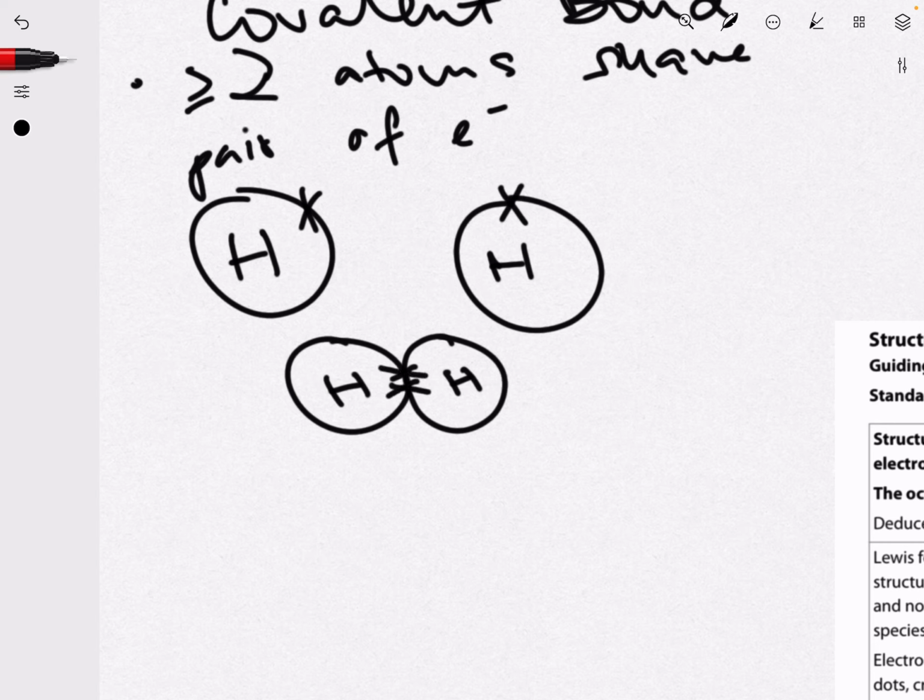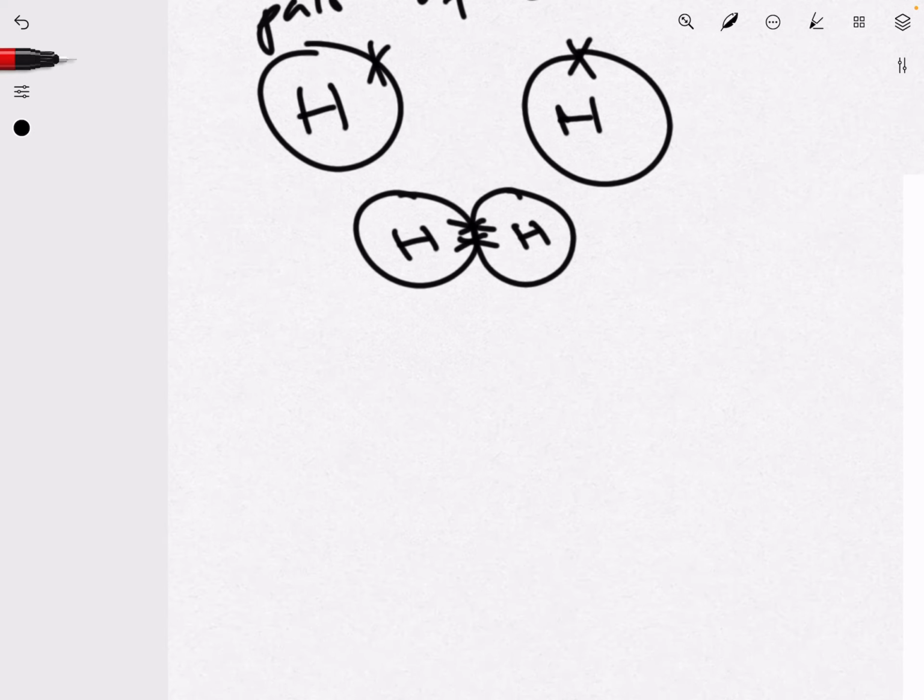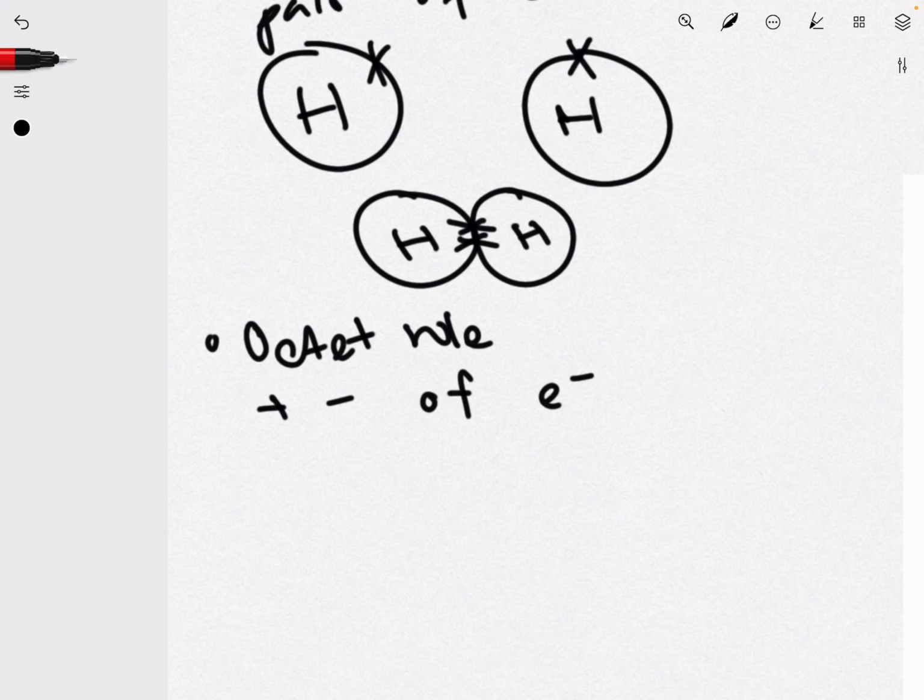to share their valence electrons to achieve a full outer shell, obeying the octet rule, which simply refers to the gain or loss of electrons to obtain full outer shells, achieve maximum stability.